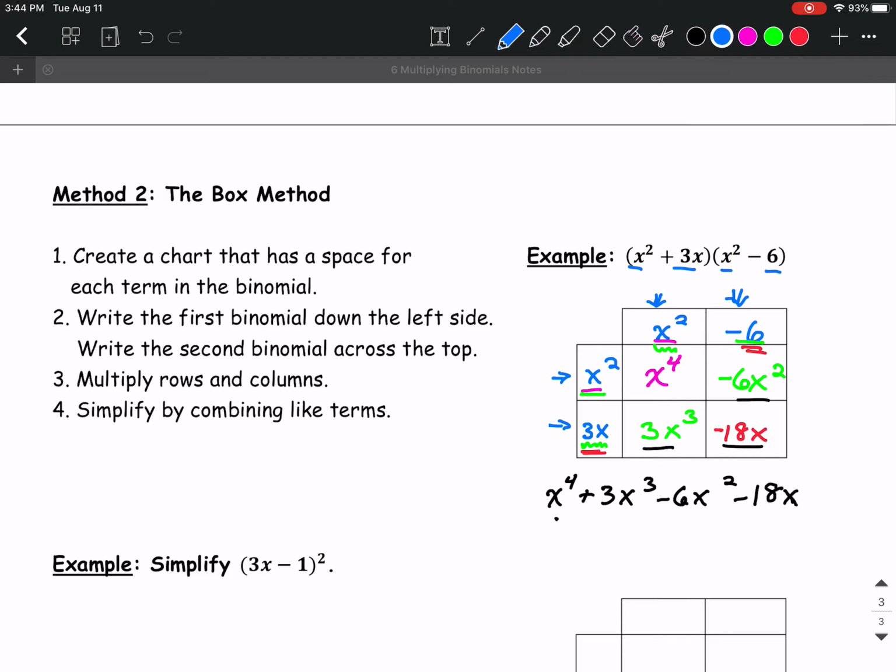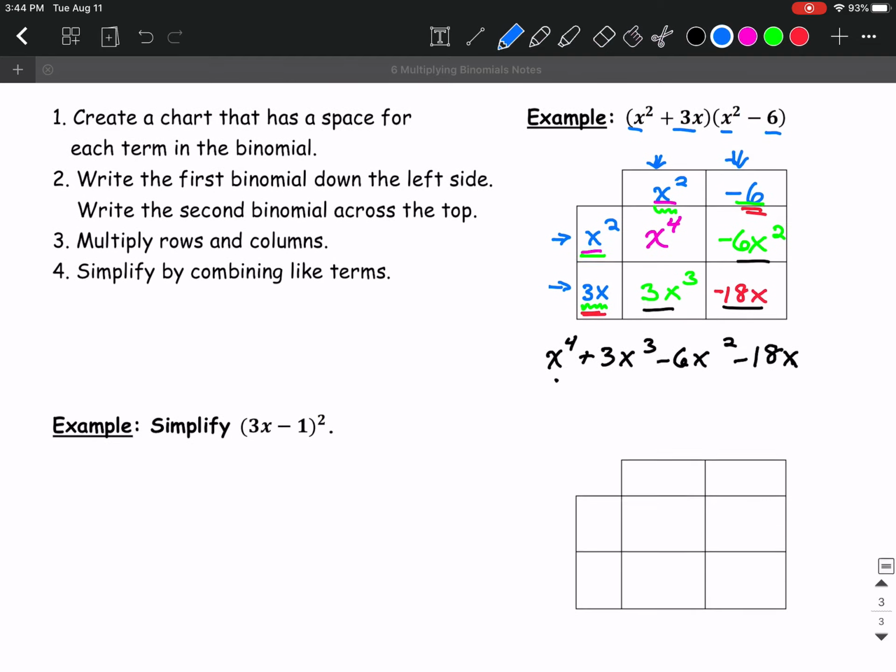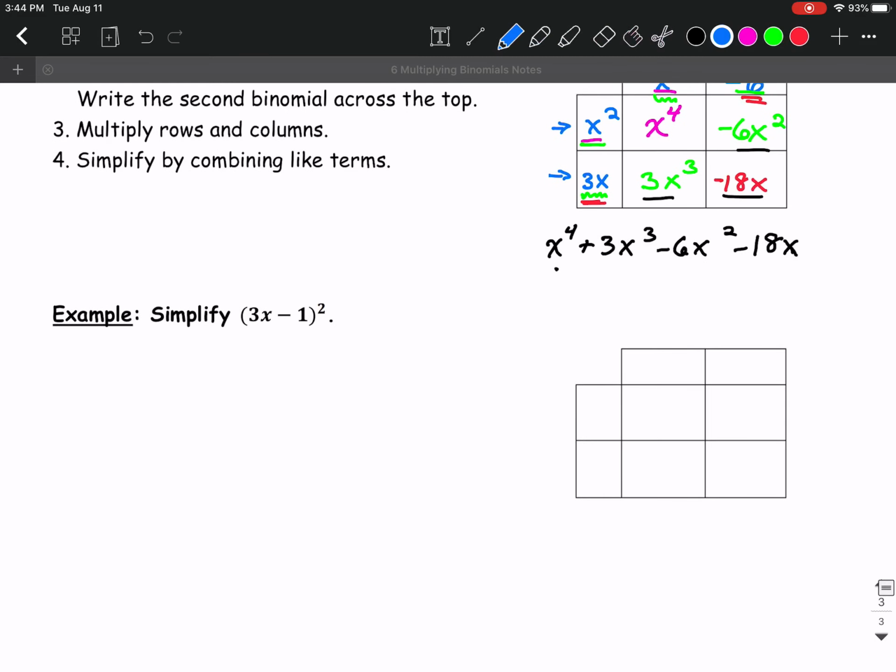Okay, let's try one more problem. This will be the last one here. We're going to simplify the binomial the quantity 3x minus 1 squared. Now the first thing to remember is when you're squaring something, that means you're taking 3x minus 1 and multiplying it by itself, 3x minus 1. So you do have a binomial times a binomial. And you can use any of the methods you want, the distribution method, the FOIL method, or the box method.